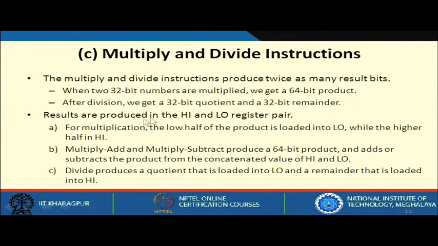We have a register called HI/LO. This is a register pair. For multiplication, the low half of the product is loaded in LO, while the high half is loaded in HI. Multiply-add and multiply-subtract also produce a 64-bit product, and add or subtract the product from the concatenated value of HI and LO. Divide produces a quotient that is loaded into LO and a remainder that is loaded into HI.